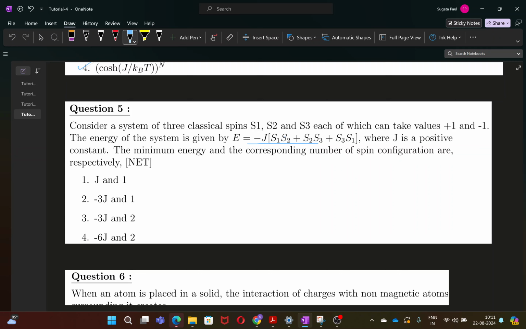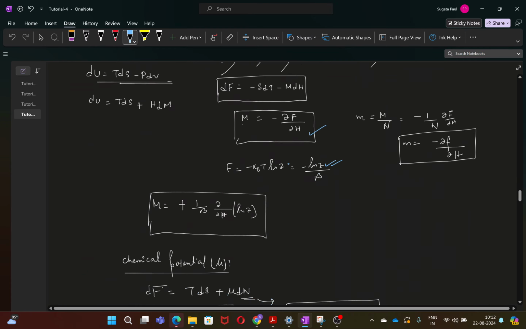That is why only this exchange interaction term is present with the strength of exchange interaction as J. Here it is said that J is a positive constant. That means J is greater than 0, which signifies that it is a ferromagnetic type interaction. And it is asked what is the minimum energy and the corresponding number of spin configurations for this kind of case. Right. So let us go to a new page.